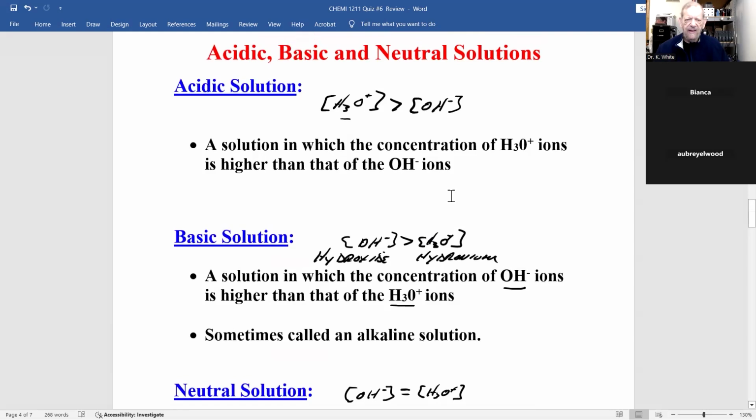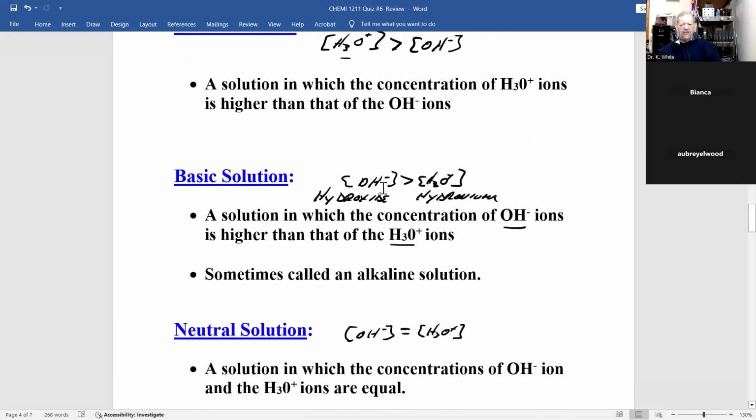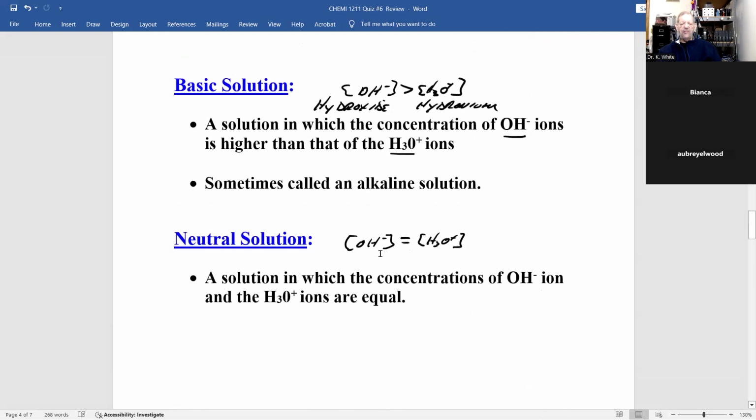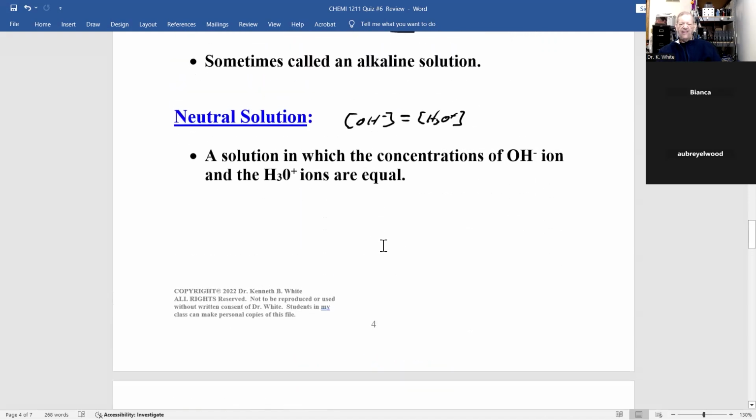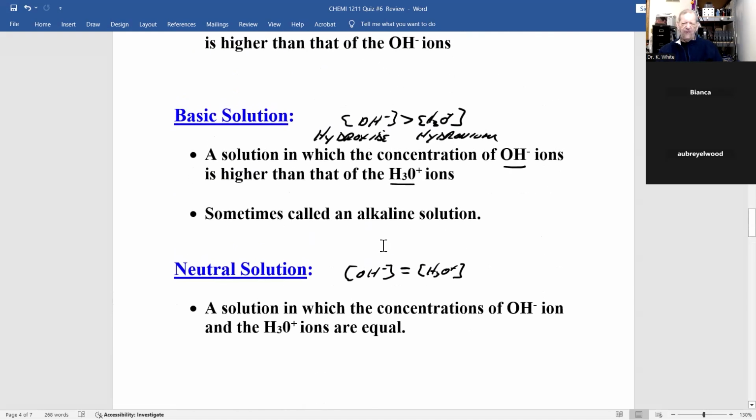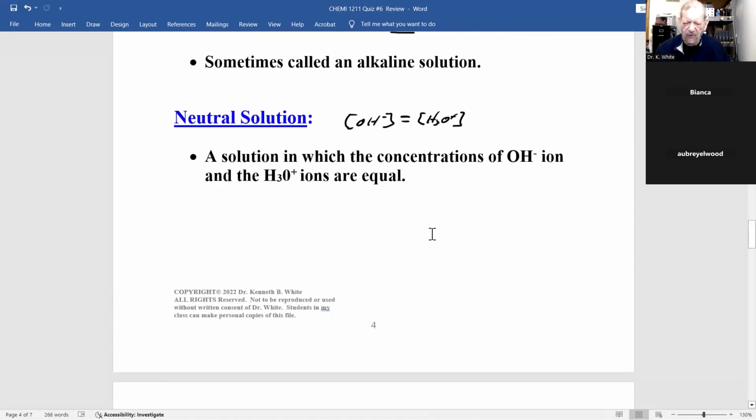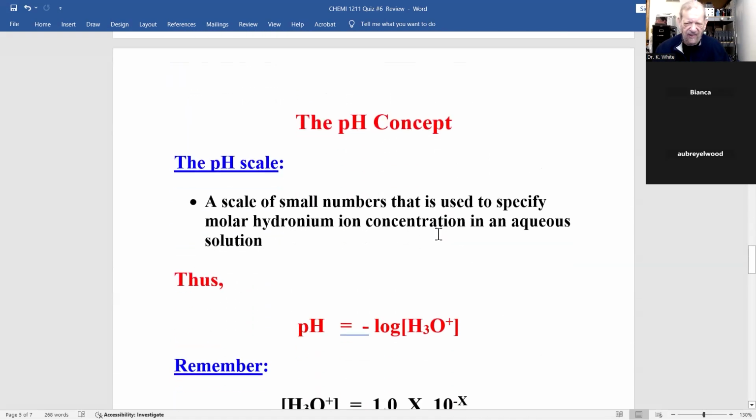So, acidic solution, hydronium greater than hydroxide concentration. Basic solution, hydroxide greater than hydronium concentration. Neutral solution, they're equal. Now, it's sort of hard to think about, well, if you have one is 1 times 10 to the minus fifth, and the other 1 times 10 to the minus 9, which one's greater? And that's tough. So someone came up with what's called the pH concept.